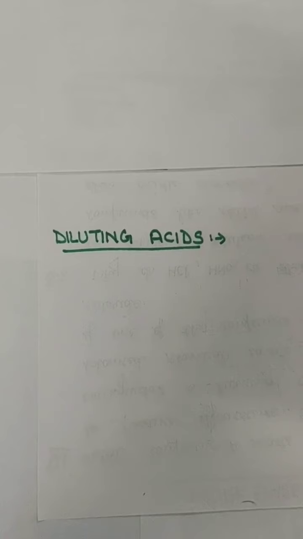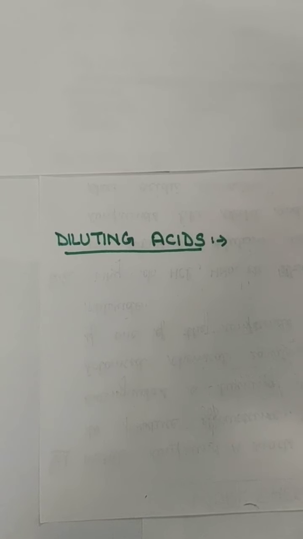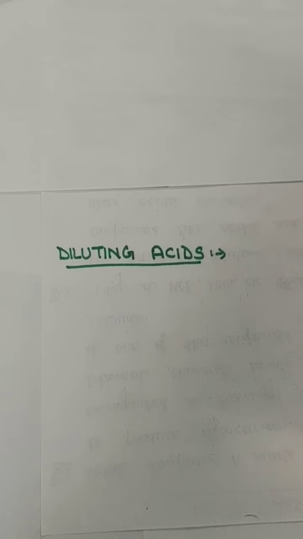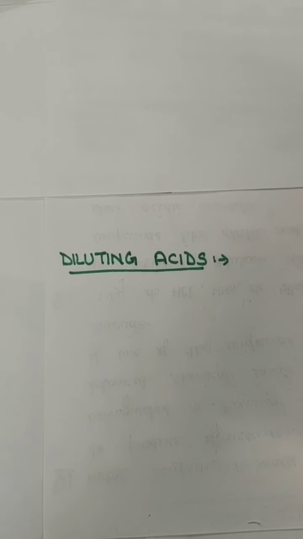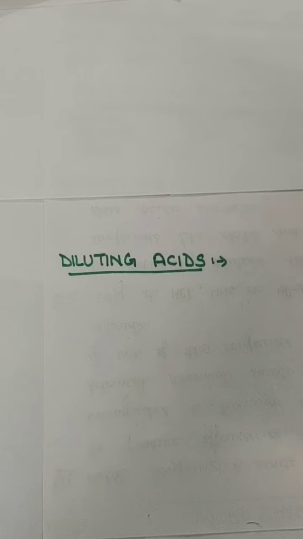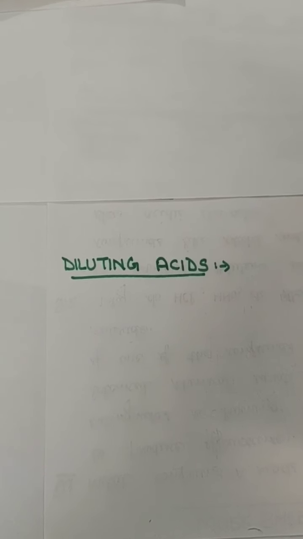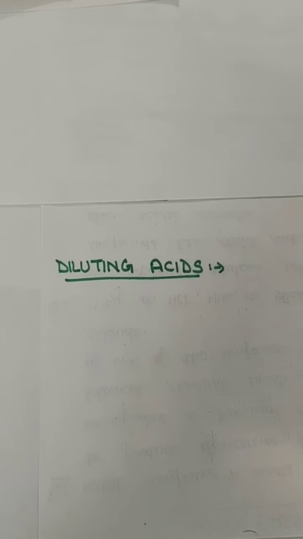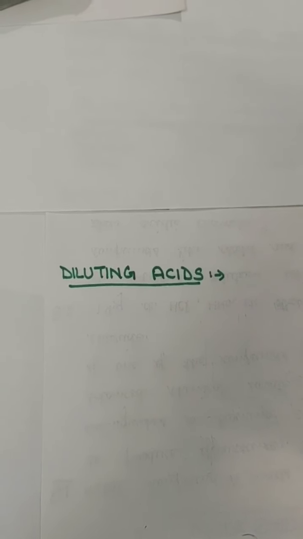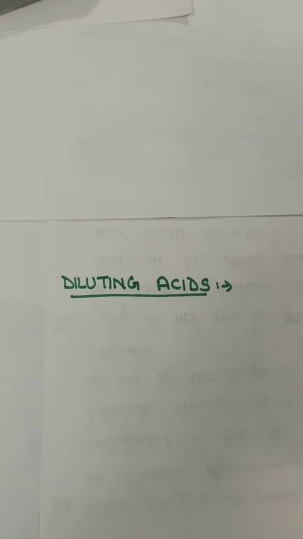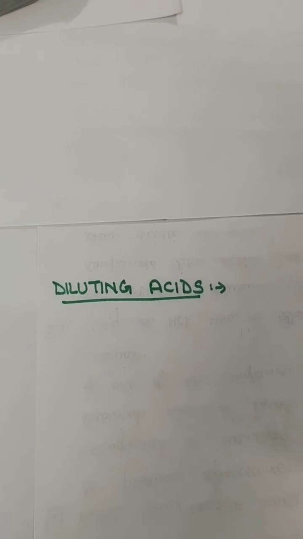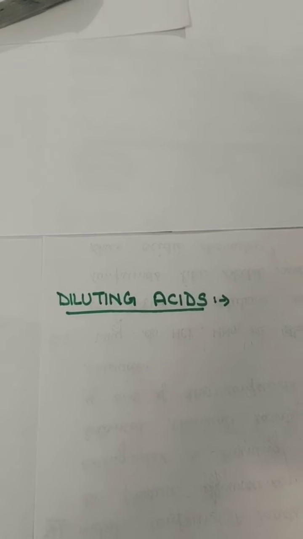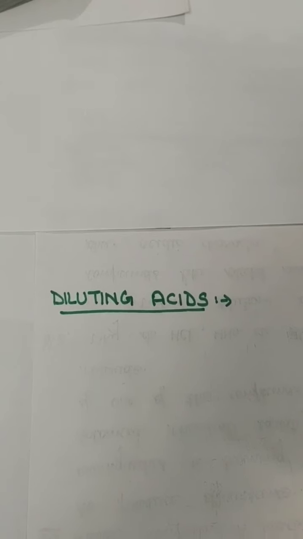So, we're going to start our next topic of chapter number 2, that is acids, bases, and salts. In the previous lecture, we read about the different properties of acids and bases. Moving ahead with the topic, today we're going to read about diluting acids and other things as well. Diluting acids is a very simple and easy topic which I wanted to finish in the last lecture, but somehow I couldn't. So, we'll start with this today.